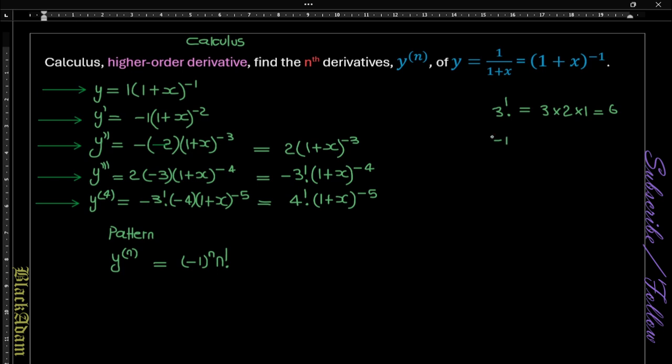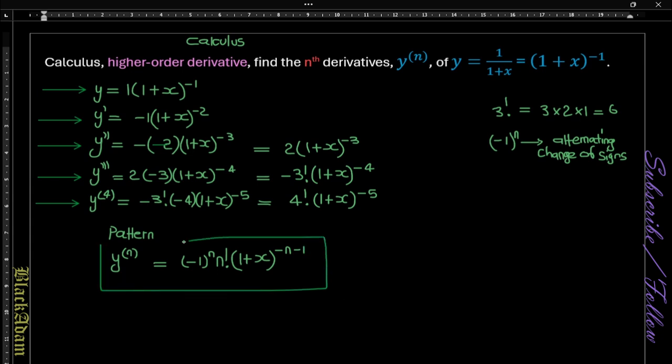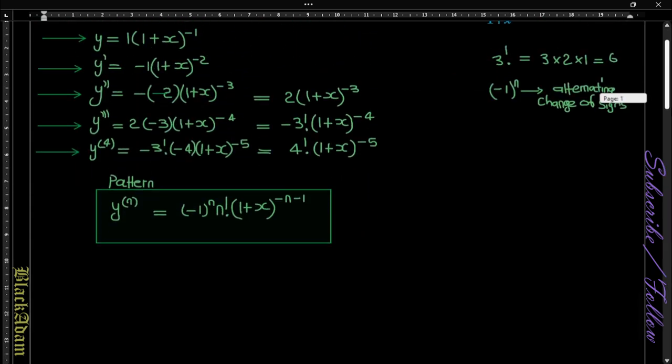Then what else do we know? We also know that negative 1 to the power n translates to alternating signs. So alternating starts with a negative and then comes with a positive and so forth. Then we have the factorials 1, 2, 3, 4. So that will mean that we have (1 plus x) to the power negative n negative 1. So that's our pattern. So we're done.